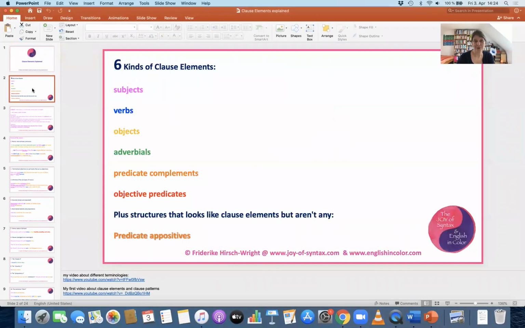Now, the great news is that there are only 6 clause elements. We can do 6. It's not such a big deal. And I designed a color parsing method to help you in various ways. One advantage is that we can actually move away from terminology and focus on the colors. Another advantage is that you can actually start color parsing your texts, the texts that you have to read and the texts that you are composing or have composed.